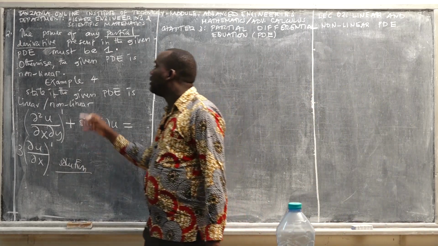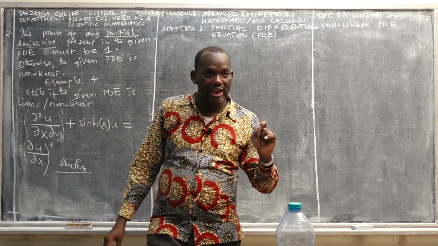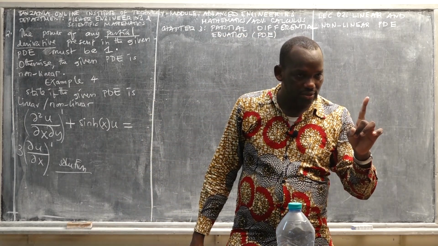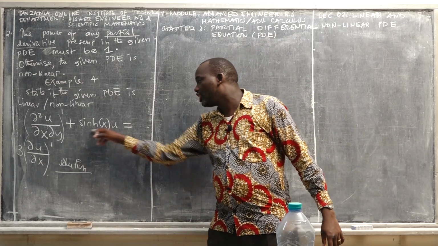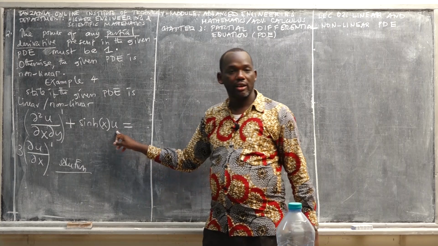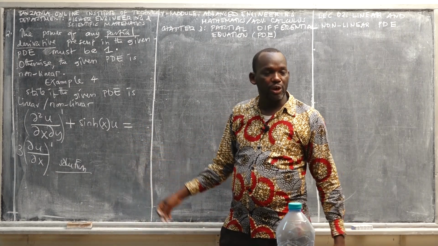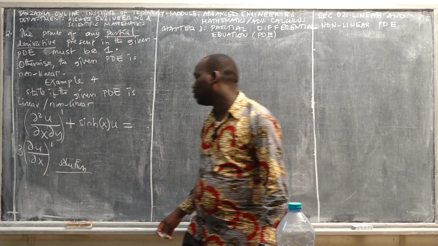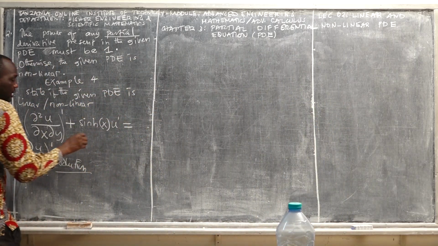Kwenye sharti la kwanza tunaambia the power of any dependent variable present in the partial differential equation must be 1. Tunakuja hapa. Hii term ina dependent variable ambayo ni u. Sawa? Power yake ni nini? 1. Kwa hiyo imeobey condition zote mbili ambazo nimeshakufundisha. Kwa misingi hiyo sasa, hii tunasema kwamba nini?